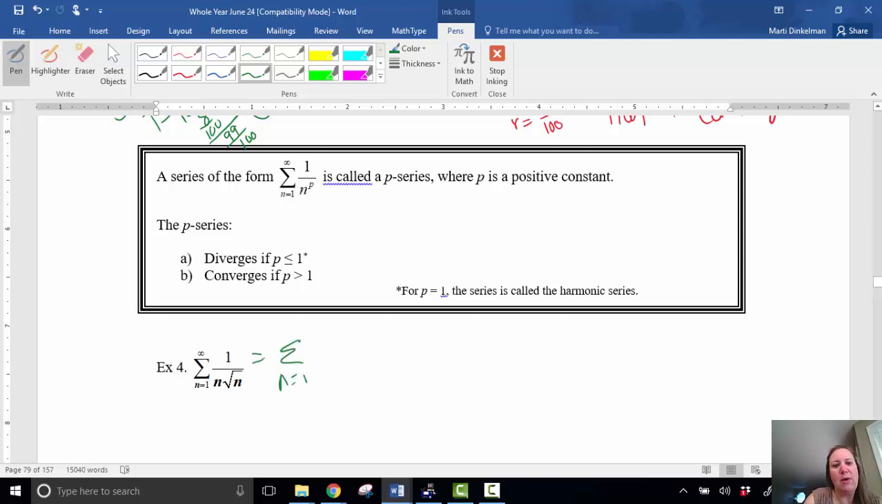So if I rewrite this example, that's n to the 1 and n to the 1/2. So that ends up being n to the 3/2. And so our p value is 3/2, which is greater than 1. So we have a p series here that converges. Okay, so that one, the p series, just looking at that power of the n in the denominator up there.